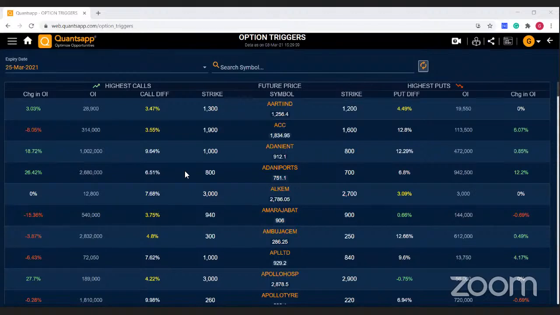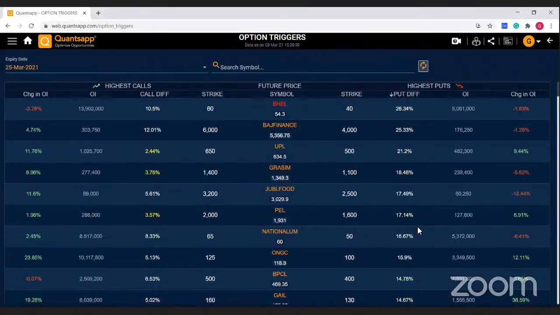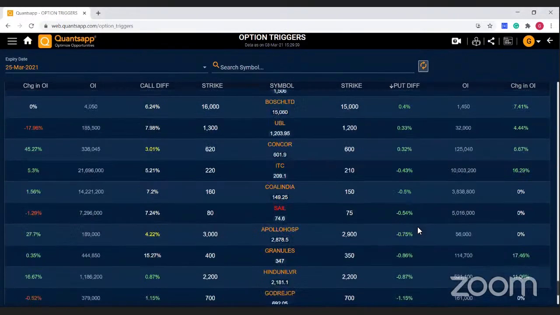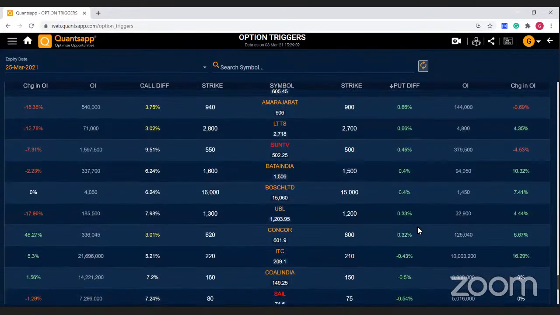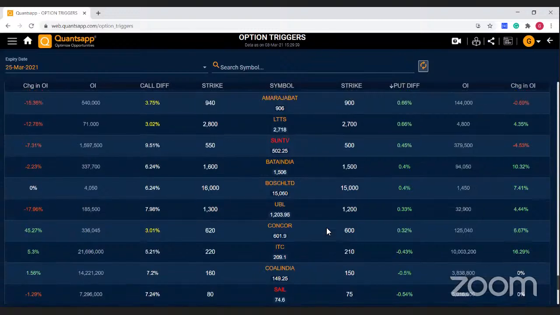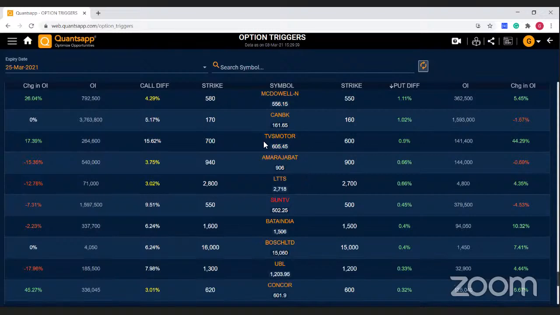Now, so this is in terms of the highest call. In the same way, stocks can also trade near their highest put, and sometimes we'll look into which stocks are very near to the highest put, and whether they will fall below it or not. So this is a situation where, as we have used the call difference, we can also use the put difference. So if I go here, Concord, ITC, Sun TV, there's no such data which we are getting. TVS Motor.